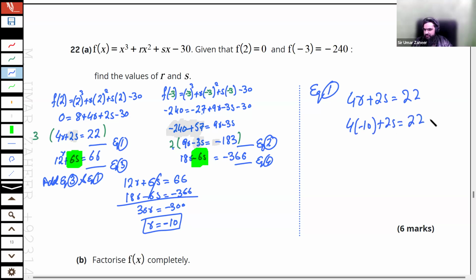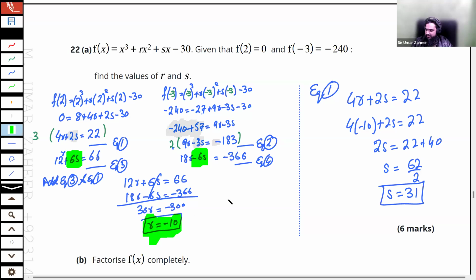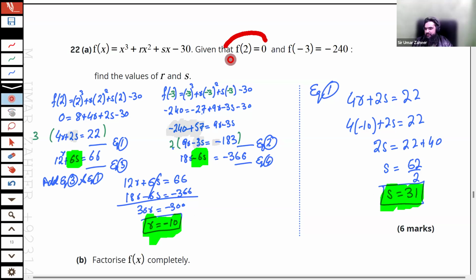How to solve the simultaneous equation? You already learned it, okay? That's why I'm not spending more time. 4 multiplied by minus 10 is minus 40. Minus 40 on the other side will be plus 40. 22 plus 40, it will be 62 divided by 2. So I get s is equal to 31. So look here, we have found the value of r and the value of s by using the given information: f of 2 is equal to 0 and f of minus 3 is equal to minus 240.